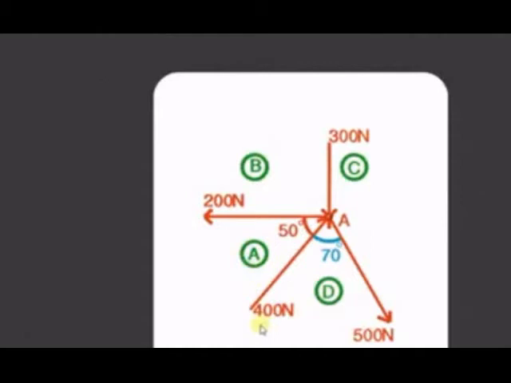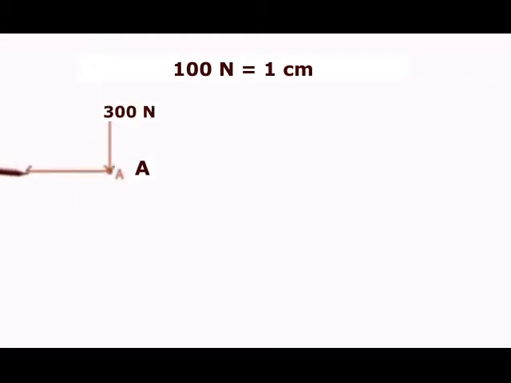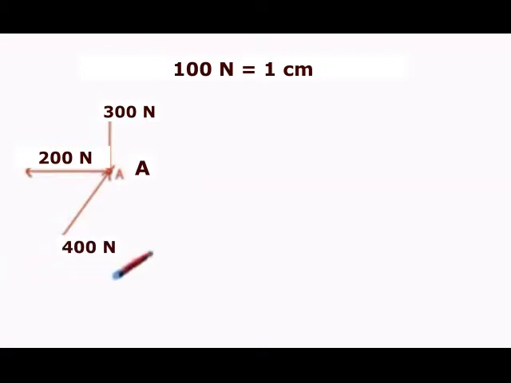Now let us try to understand how to find out the resultant of this particular system. Now we'll draw this particular force system. Now as we have already seen, this is the space diagram and the angle between these two forces. So angle between these two forces is 50 degree and angle between these two forces is 70 degree. Now A, B, C, D are these Bow's notations as we have seen already.